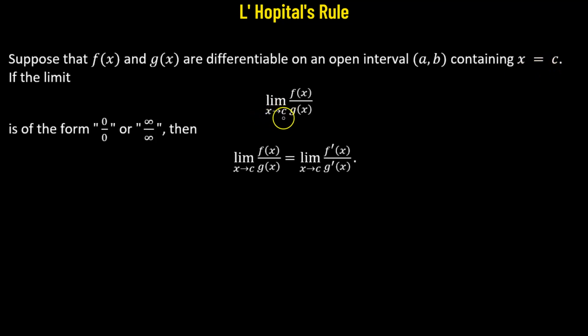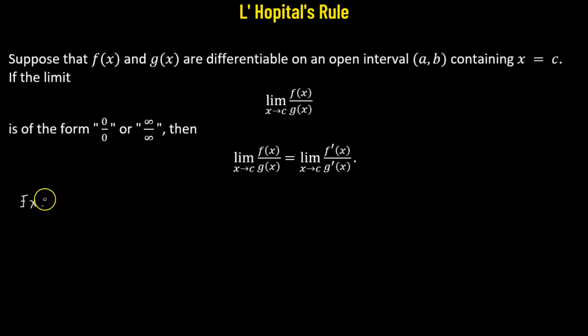Now suppose at that point x equals c, when we take the limiting value of the function f of x over g of x, we get something of the form 0 divided by 0 or infinity divided by infinity. Then what we have is an indeterminate form, and in that case we can use L'Hopital's rule, which is simply that we first take the derivative of both the numerator and the denominator, and then we apply the limiting value. To best understand this, let us consider an example.